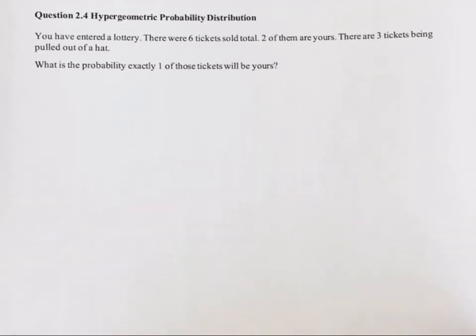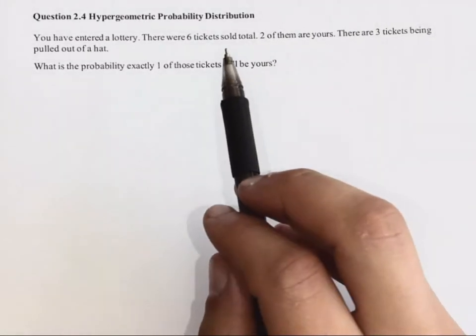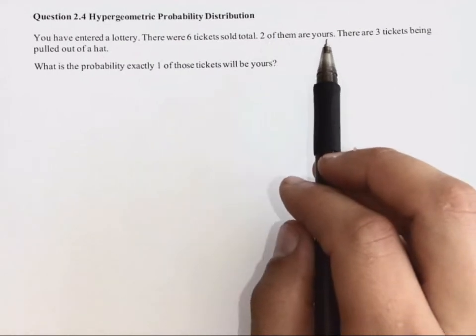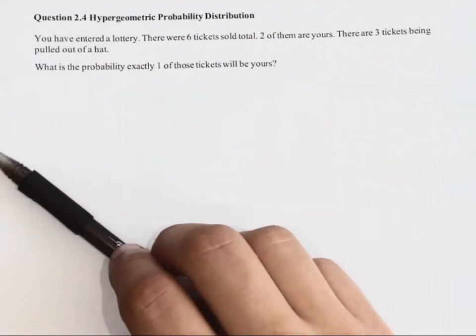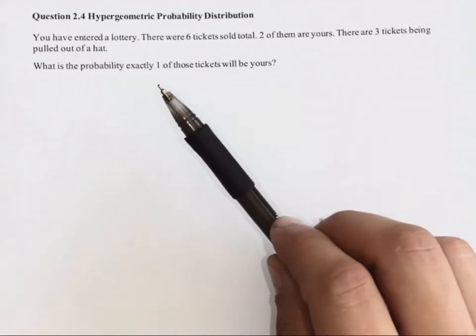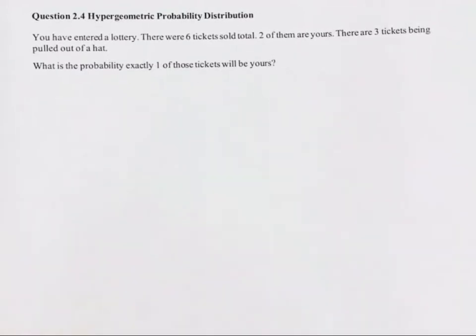So in this example, if you have entered a lottery, there are 6 tickets sold total. 2 of them are yours. There are 3 tickets being pulled out of a hat. What is the probability exactly one of those tickets will be yours?